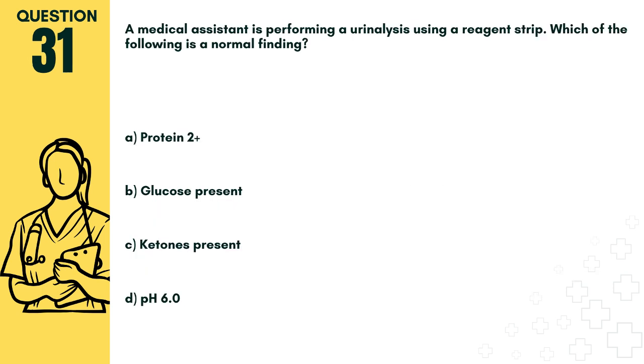Question 31. A medical assistant is performing a urinalysis using a reagent strip. Which of the following is a normal finding? A. Protein 2+. B. Glucose present. C. Ketones present. D. pH 6.0.